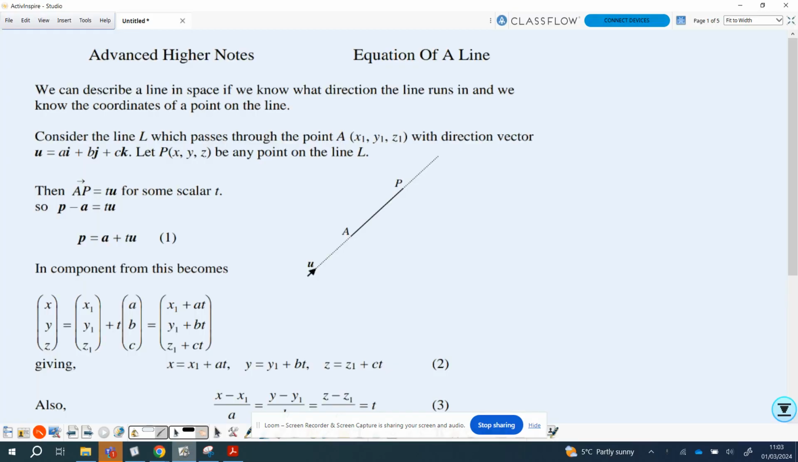Okay, so in this video we're going to be looking at what's known as the equation of a line, part of the vectors topic. Reading the first paragraph, it says we can describe a line in space if we know what direction the line runs in and we know the coordinates of a point on the line.